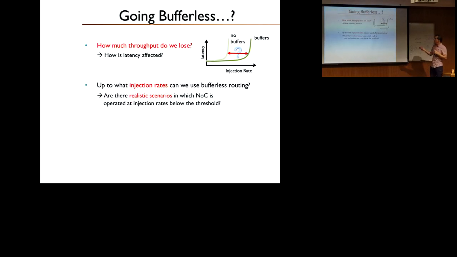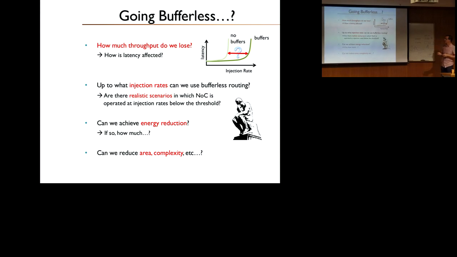So basically, there are several questions. How much throughput do you lose? How is latency affected if you go from buffers to no buffers? And up to what injection rates can we use bufferless routing? Are there realistic scenarios in network on chips where you operate at injection rates over here, where you don't really care whether you have buffers or not? That's the idea. If your application is always operating over here, why are you designing the network to be here?